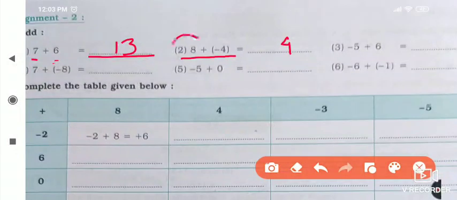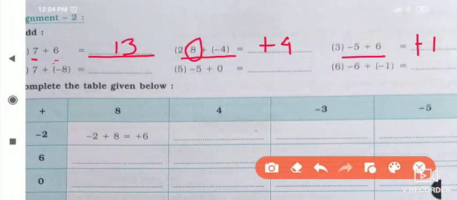And the answer will get the bigger number's sign. Which is the bigger number here? 8, and 8 is positive, so its answer is positive 4. Okay, now the next question is minus 5 and plus 6. Here also both numbers have different signs. If signs are different, we have to do the subtraction. So 6 minus 5 is equal to 1, and the answer will get which sign? The bigger number's sign. 6 has which sign? Plus. So the answer is plus 1, or 1.